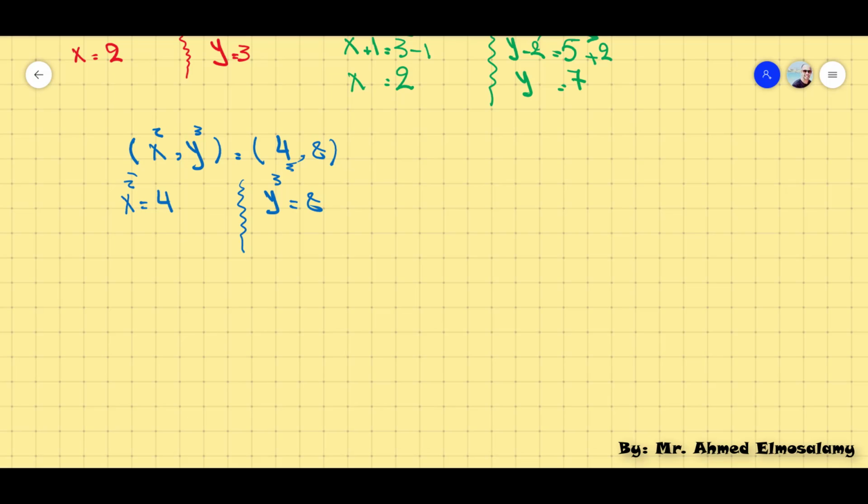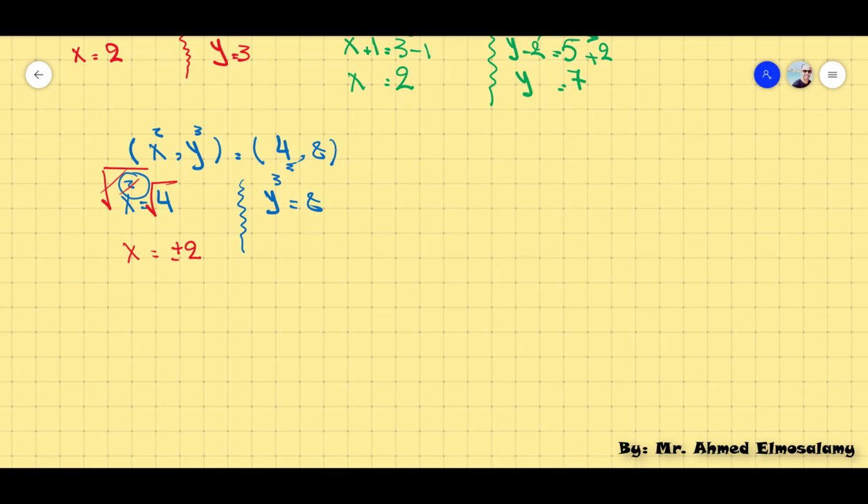I want to cancel power 2 here to find the value of x. When I have power 2, I must take the square root of both sides. By taking the square root, the square root of x squared will be equal to x. The square root of 4 equals what? Excellent. Equal to positive or negative 2.